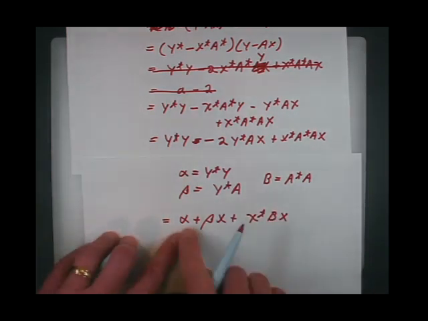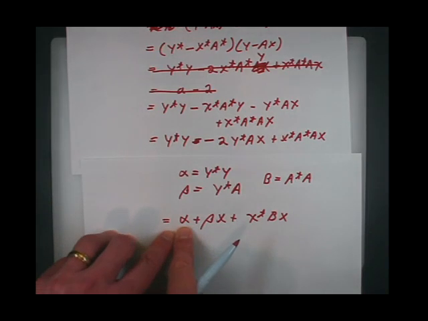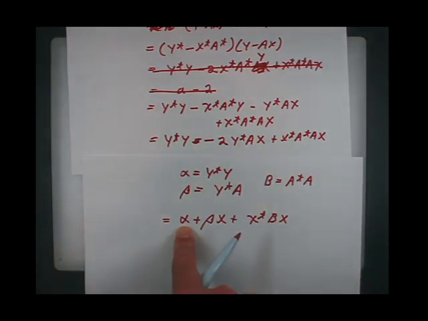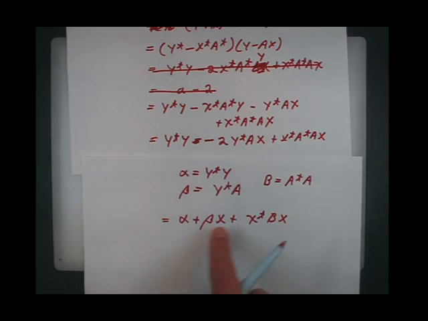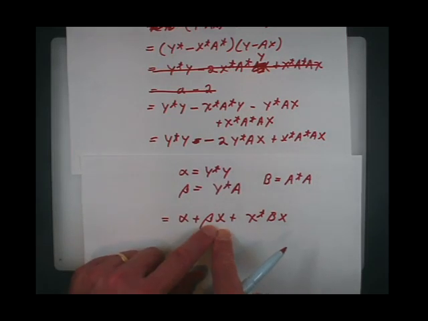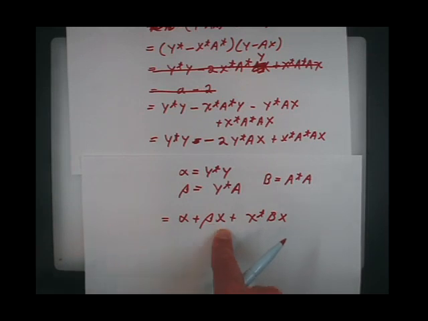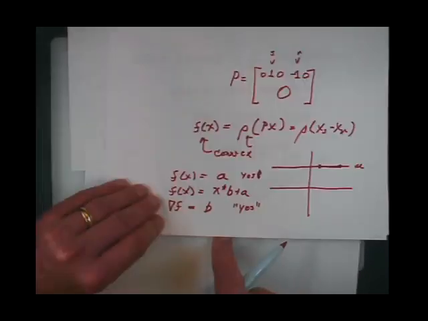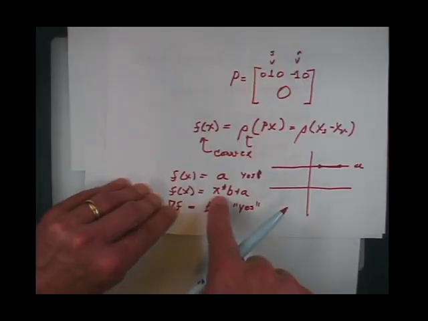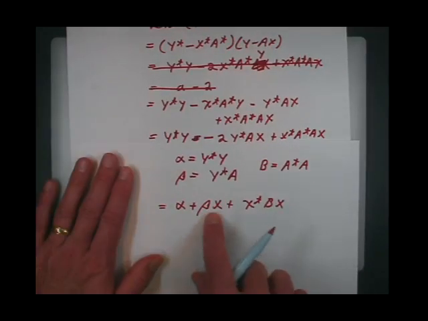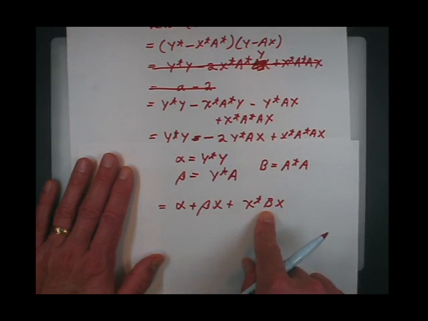Right. Now, is that a convex function, alpha, a constant? Yes, because we proved that. Is this a convex function, beta times x? Yes, because that was this case, remember? x times any constant is a convex function. That's just a tilted plane, all right? Is this a convex function, x transpose Bx? Why?